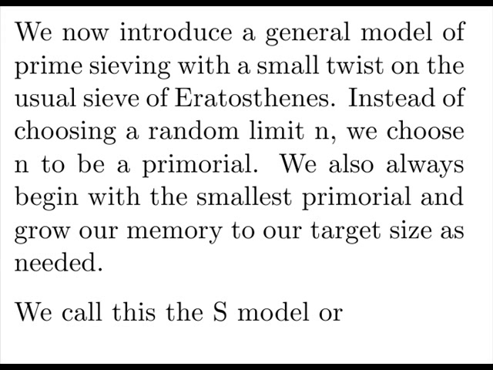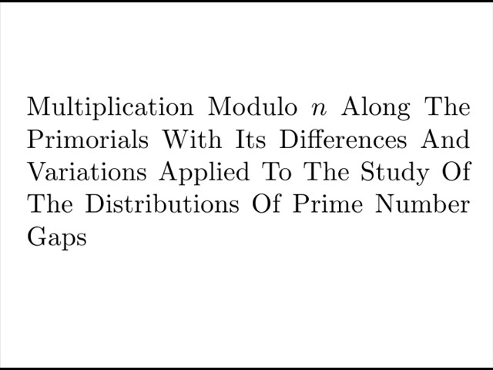We now introduce a general model of prime sieving with a small twist on the usual sieve of Eratosthenes. Instead of choosing a random limit n, we choose n to be a primorial. We also always begin with the smallest primorial and grow our memory to our target size as needed. We call this the S model, or multiplication modulo n, along the primorials with its differences and variations applied to the study of the distribution of prime number gaps. Bit of a mouthful.